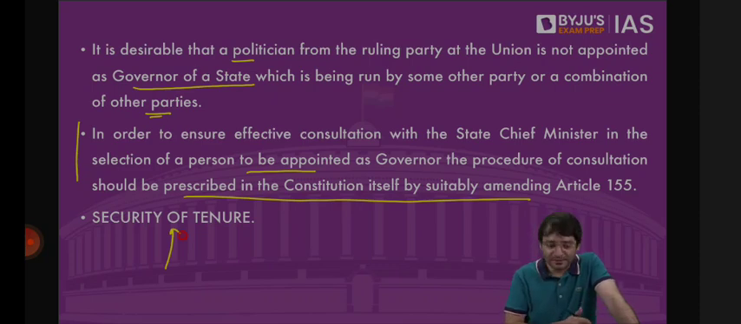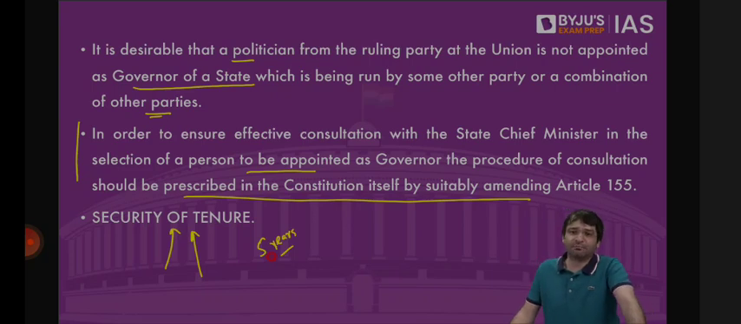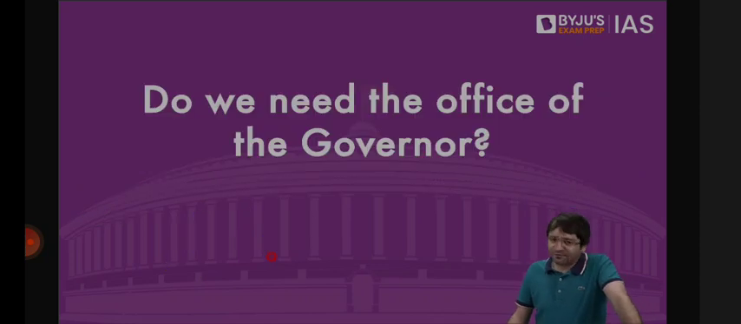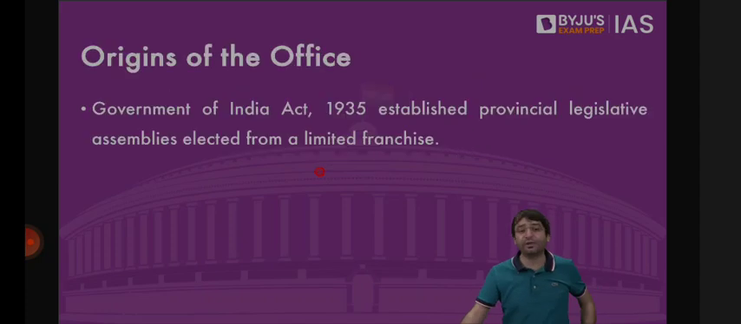Give them security. Give them security of 5 years, and you will see that they will not do the bidding of the central government. They will remain impartial to the political establishment. But these Sarkaria Commission recommendations have not been acted upon. And the fundamental question is, do we need the office of governor? And before we answer this question, we need to understand what is the origin of this office.